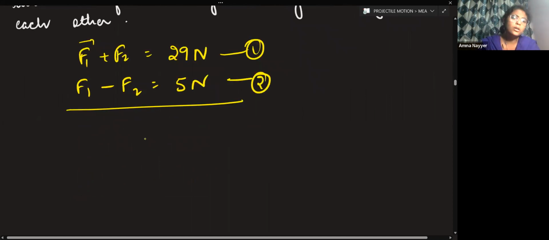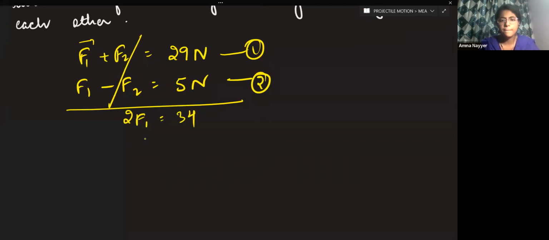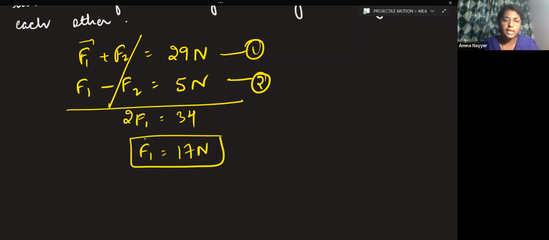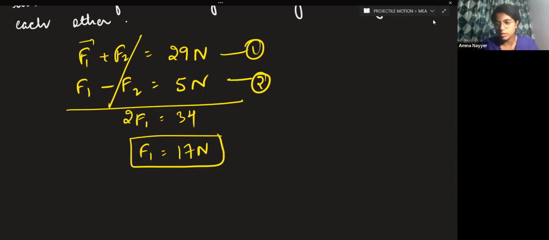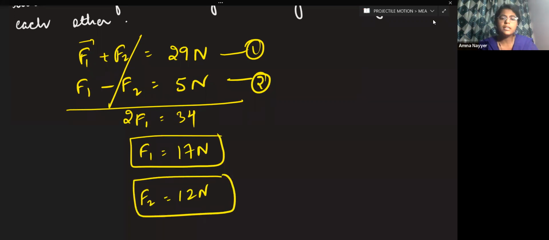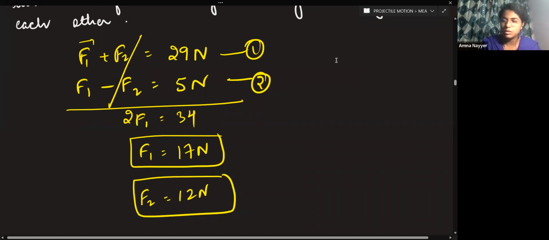If you add the equations, F2 will get cancelled. 2F1 will be equal to 34, so F1 will be 17 Newton. Now put in the value of F2 as well. In either equation, 29 minus 17 is 12, so F2 comes out to be 12 Newton. So using 1 and 2, you have the values of F1 and F2. That's why the first two lines of the question were mentioned.